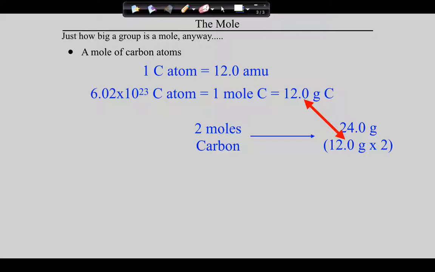Now guys, what about this? How many carbon atoms are inside here? Is it still 602 septillion? What is it? That times 2, right? If you have 2 dozen eggs, how many do you have? 24. How'd you get 24? 12 times 2, because 12 is a dozen. Guys, the same logic works.